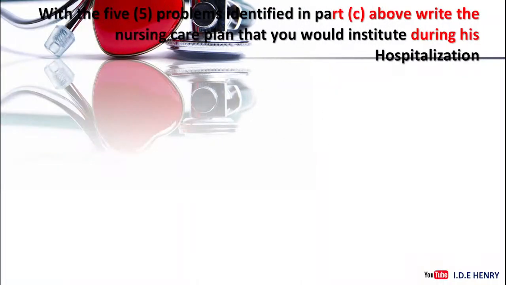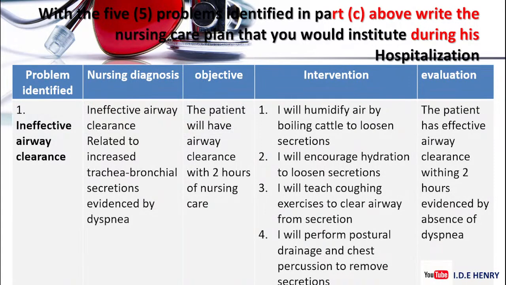The first problem, ladies and gentlemen, that this patient is going to present with is that of ineffective airway clearance. Similarly, if you had watched my video on management of pneumonia, you're going to find that this problem is also going to be found in patients with pneumonia. In the same case, even patients with congestive cardiac failure have ineffective airway clearance. So the ineffective airway clearance is related to increased tracheobronchial secretions evidenced by dyspnea. All right? The patient will have airway clearance within 2 hours of nursing care. Isn't that SMART? And then your interventions can be as follows.